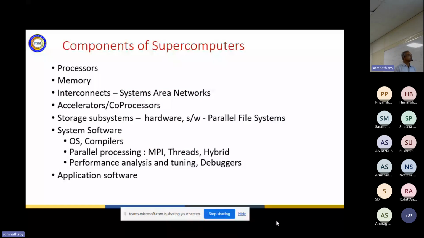On top of that is the software, OS, compilers. Then if you are writing parallel codes, you will use MPI, or multi-threaded, or a hybrid, all this will be told to you. And finally, you will use debuggers in case you don't get the right results, or you can monitor the performance and analyze it. So this is the complete thing that you see as a part of a supercomputer.